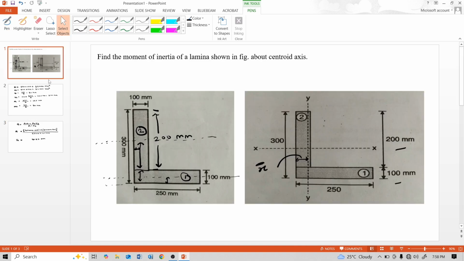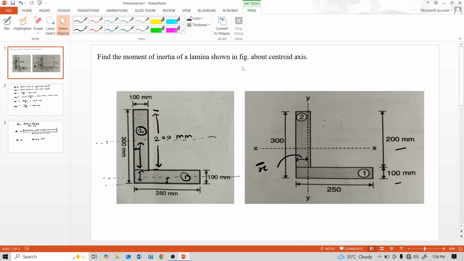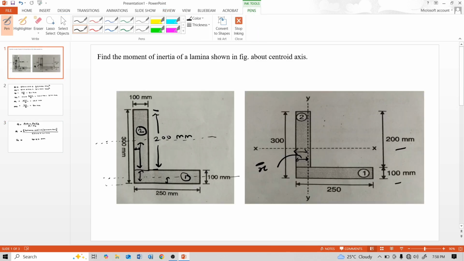That means this y axis is situated 91.67 mm from this side. From this side, the vertical y axis is situated 91.67 mm. Now, how much distance is this x axis situated from this bottom side? That is y bar. So calculate y bar.